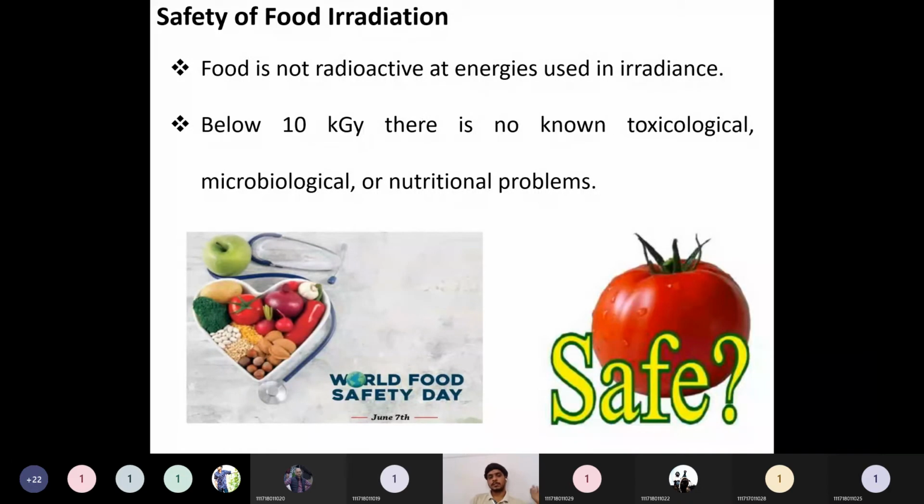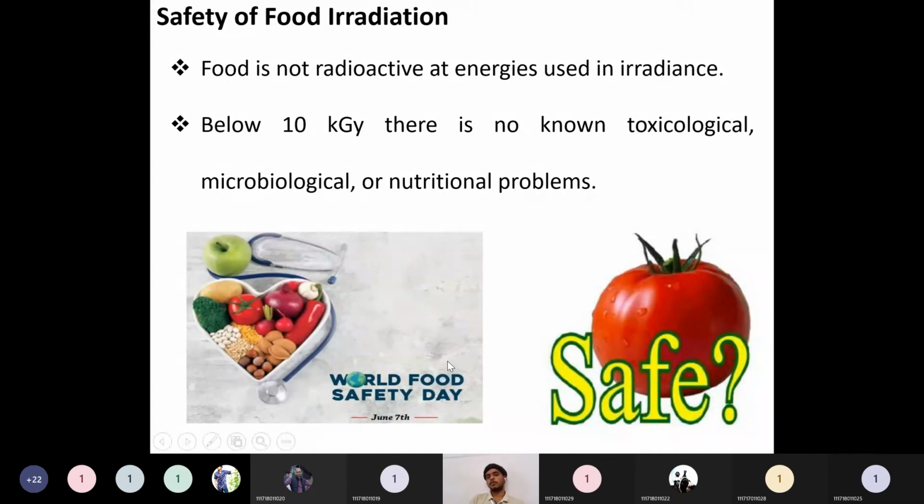But according to FSSAI, for food treated up to 10 kilograys, there is no production of any toxicological, microbiological or nutritional problems observed according to the research. So foods treated up to 10 kilograys are very much safe, we can say. So food which is treated with this food irradiation is very much safe. We can define it with this one.